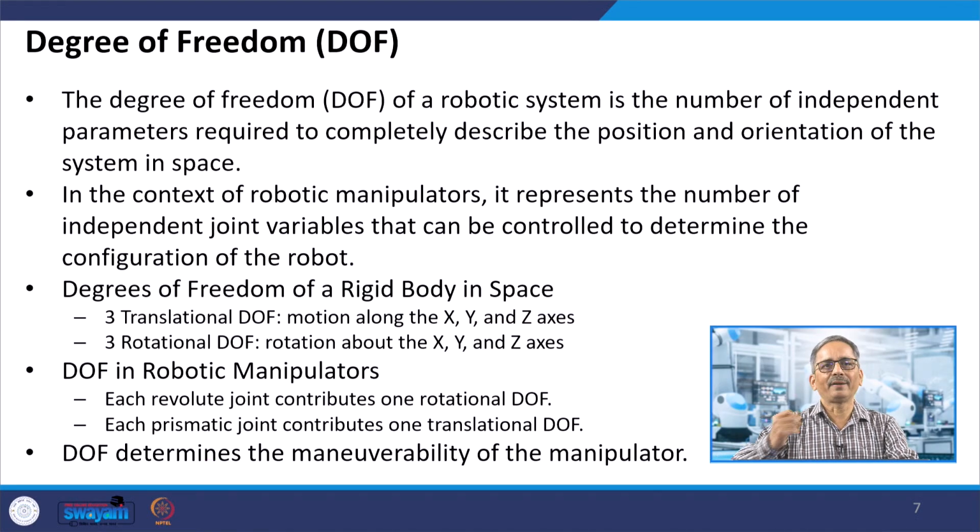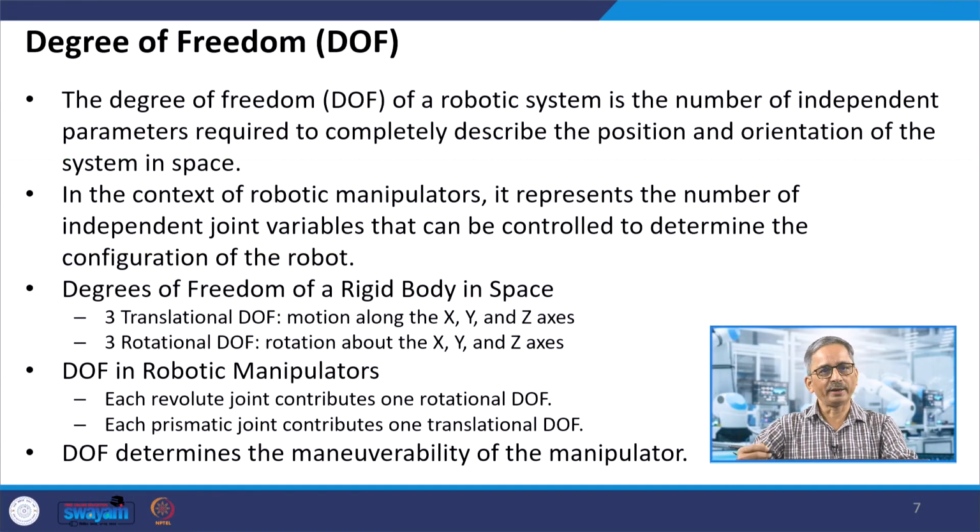So, the degree of freedom of a robotic system is the number of independent parameters required to completely describe the position and orientation of a system or of an object in the space. So, how many independent parameters do you need to describe the position and orientation of an object in space? That is what we call degrees of freedom.